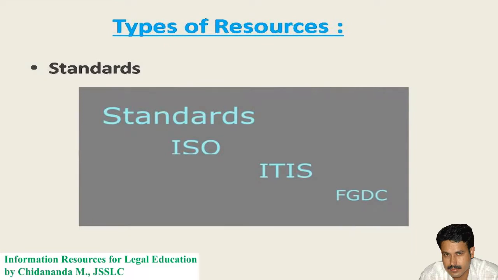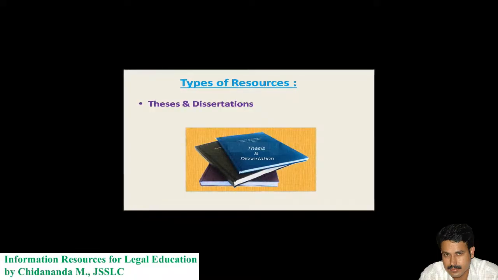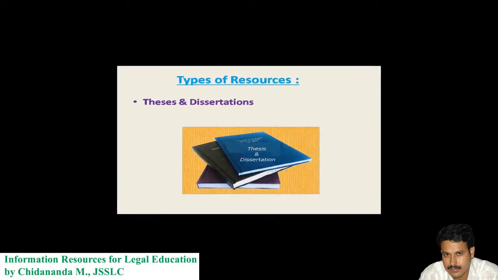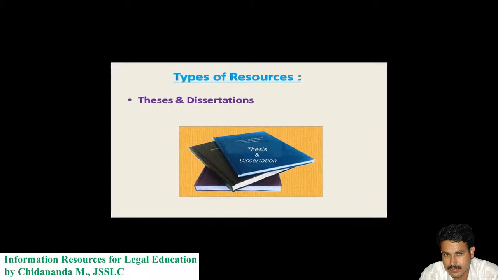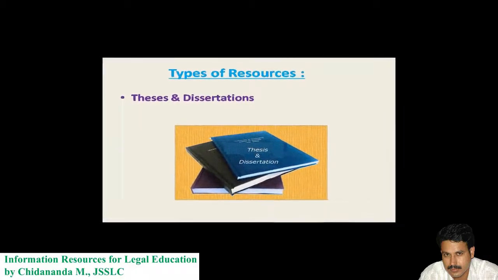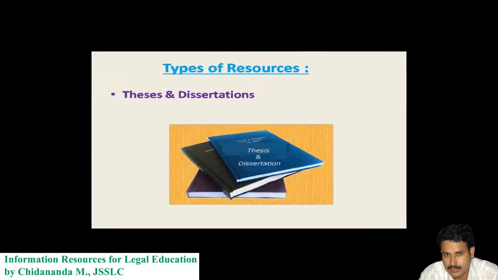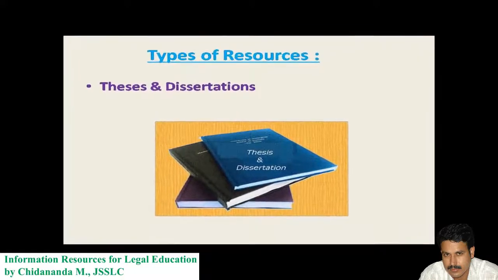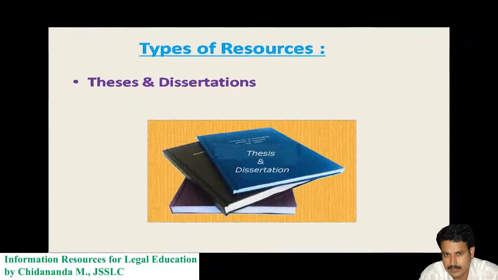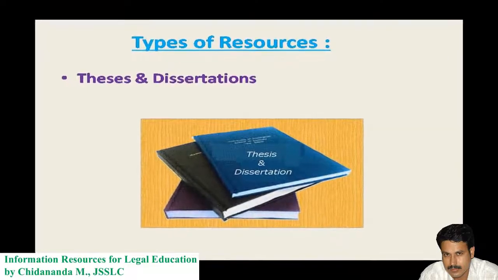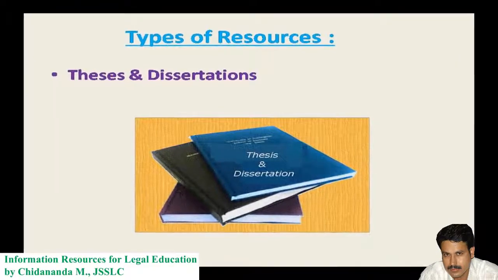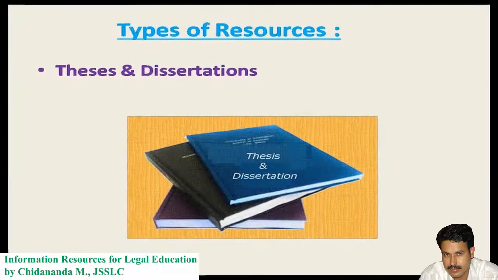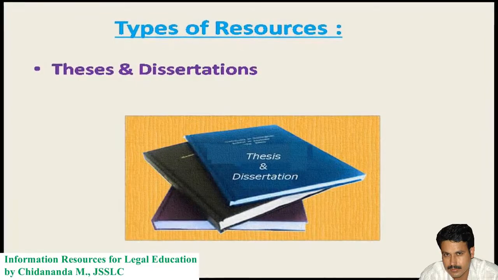Next one is theses and dissertations. Theses submitted for doctoral degrees and dissertations submitted for master's degree programs are major resources of primary research output. Every year, a large number of theses and dissertations are submitted to the universities and education institutions all over the world. The output of these could initiate further research in the field of studies.